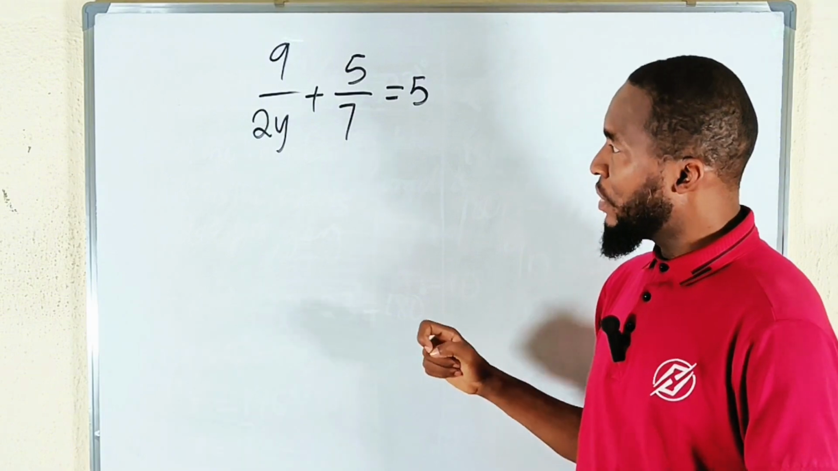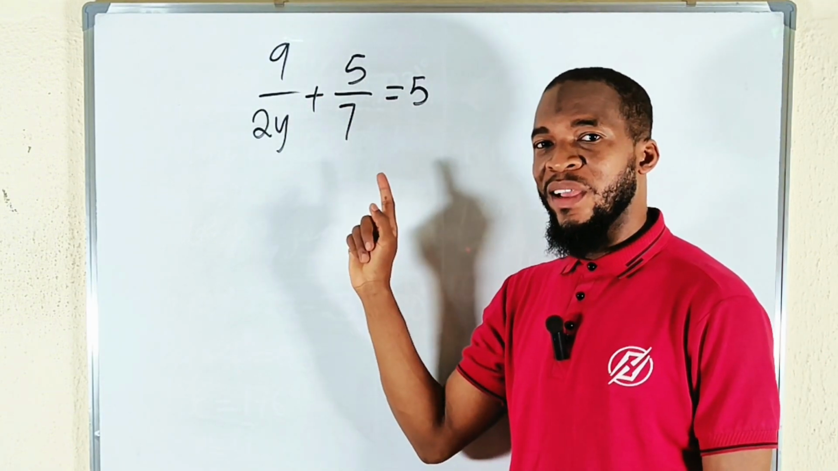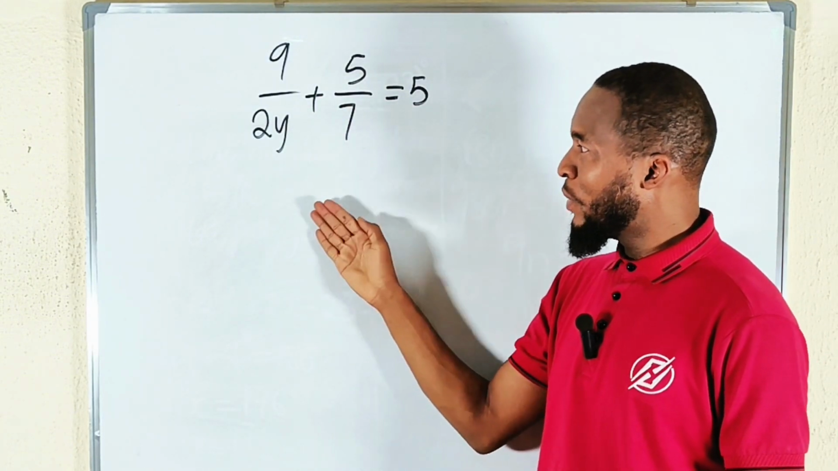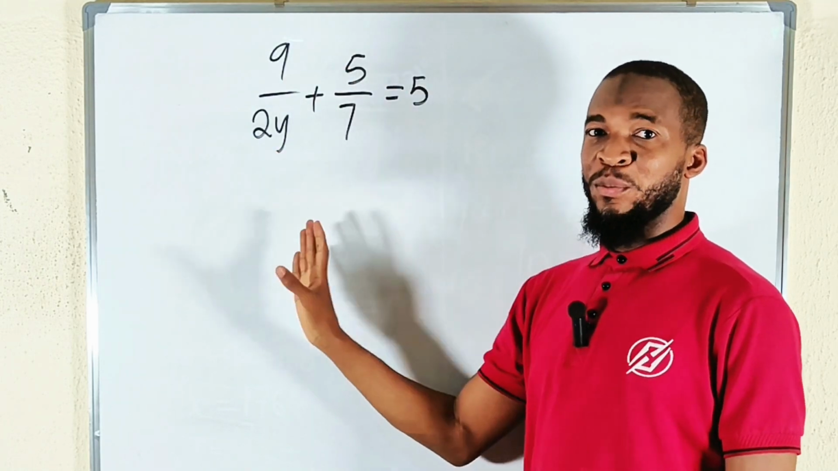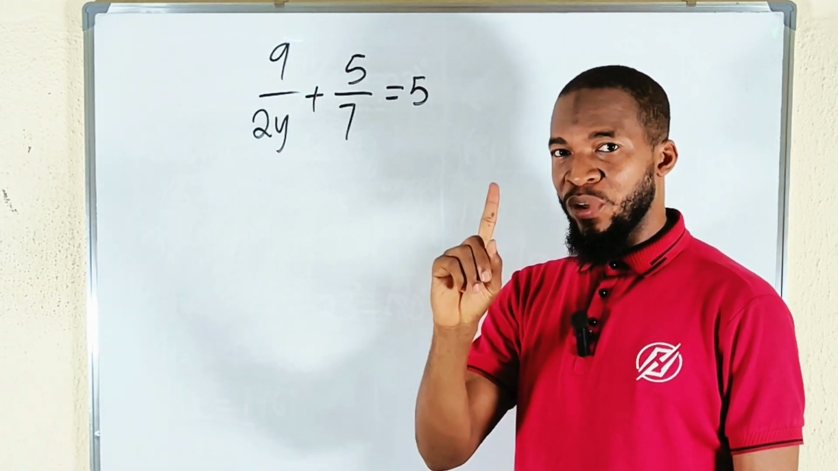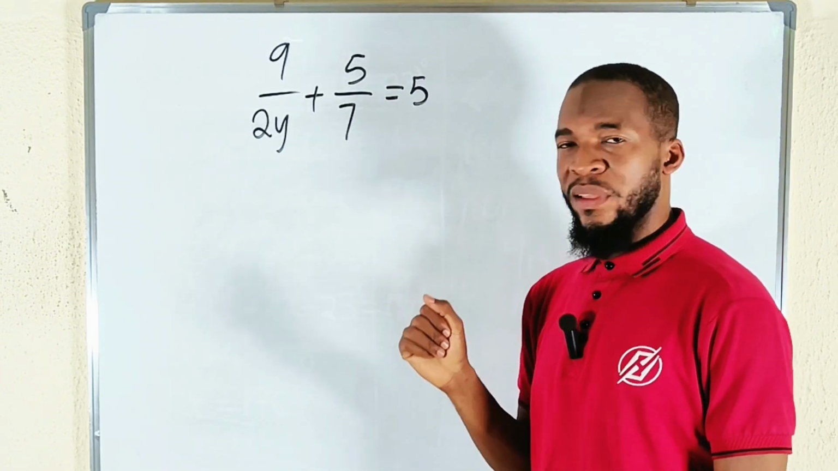What I will advise you is do not simplify the left hand side, because I know some of you might go and find the LCM of 2y and 7. You understand? Simplify the left hand side and transform it into a single fraction. You have to get the same answer.